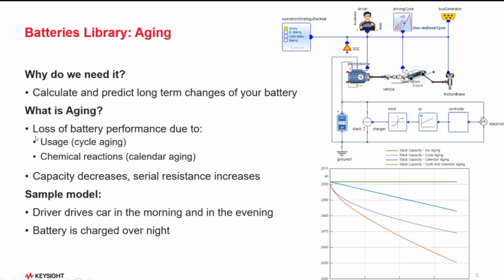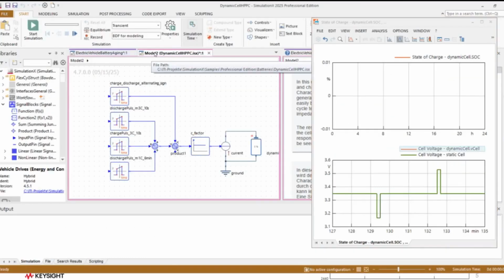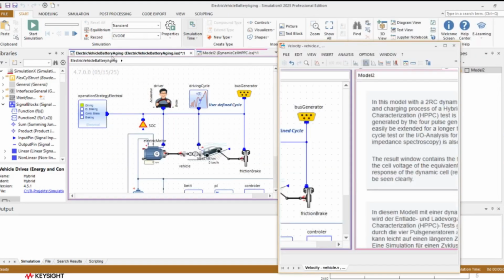We have a loss of battery performance due to usage, which is called cycle aging, and due to internal chemical reactions, which is called calendar aging. And this leads to a decreased capacity of the battery and an increase of the internal serial resistance of the battery. I would like to demonstrate this in a small example model, which is this one.